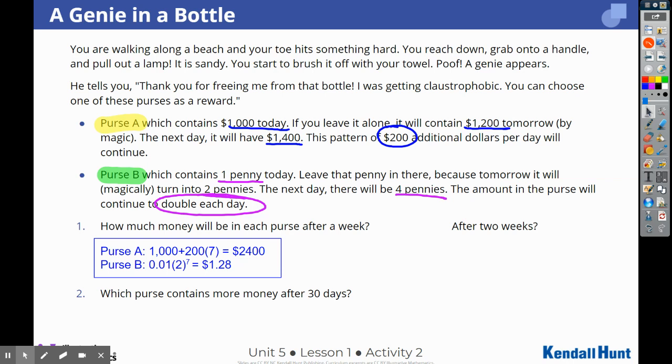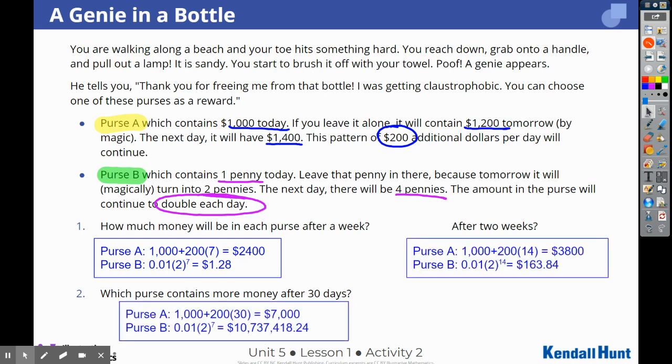We're going to use the same kind of equation here. And so after the first week, purse A looks really good. After the second week, purse A is still looking pretty good. What about 30 days? So same equations, purse A, now multiplying 200 by 30 and then adding the initial 1,000, and I only have $7,000.